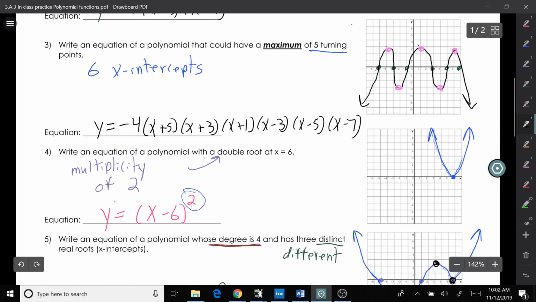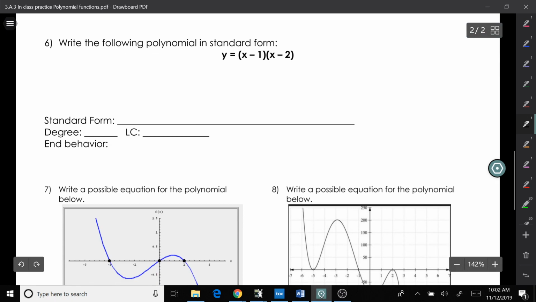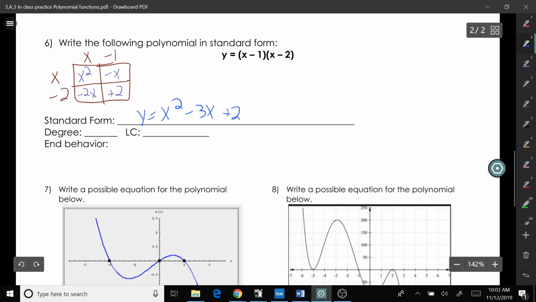Let's look at number 6. So we're going to write the following polynomial in standard form. As we've been doing this for a while, we can either do the box, or you can FOIL it if you're familiar with that. You have x squared minus x minus 2x plus 2. So our standard form is going to be y equals x squared minus 3x plus 2.